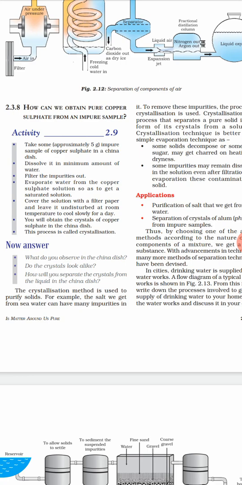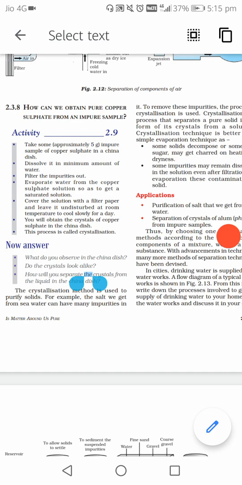And then that copper sulfate along with some water is kept undisturbed for at least 1 day. See, in point number 5 it is written, cover the solution with filter paper and leave it undisturbed at room temperature to cool slowly for a day. When you are keeping it, the evaporation will take place by itself. That means we are not supplying any more heat. Evaporation will take place by itself at room temperature.